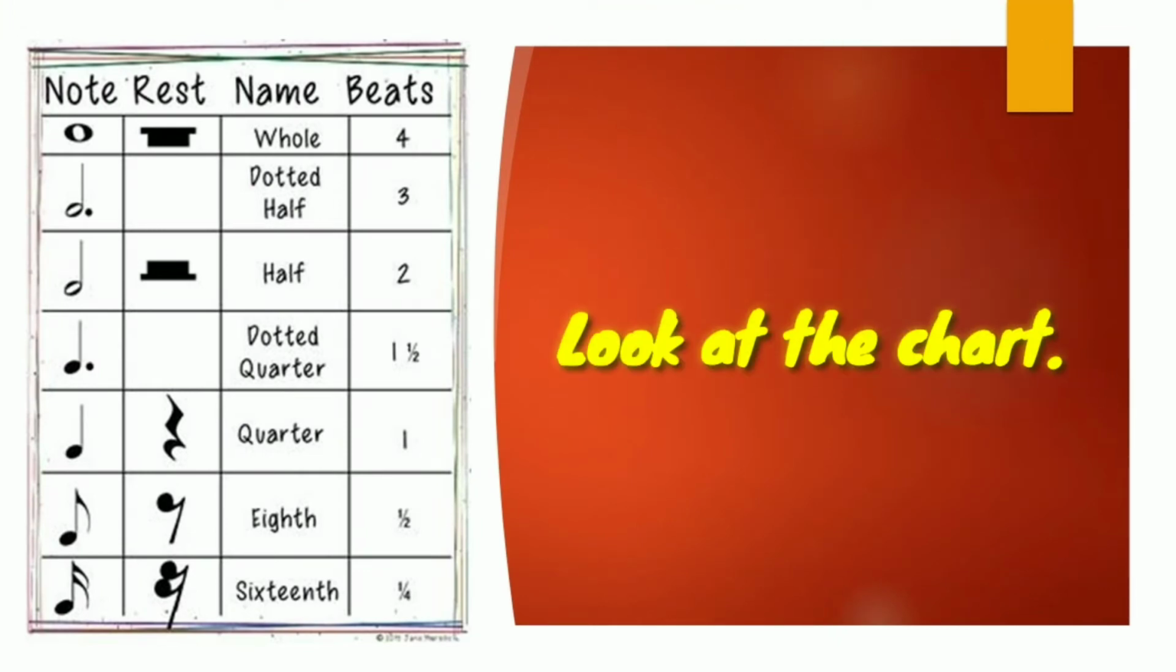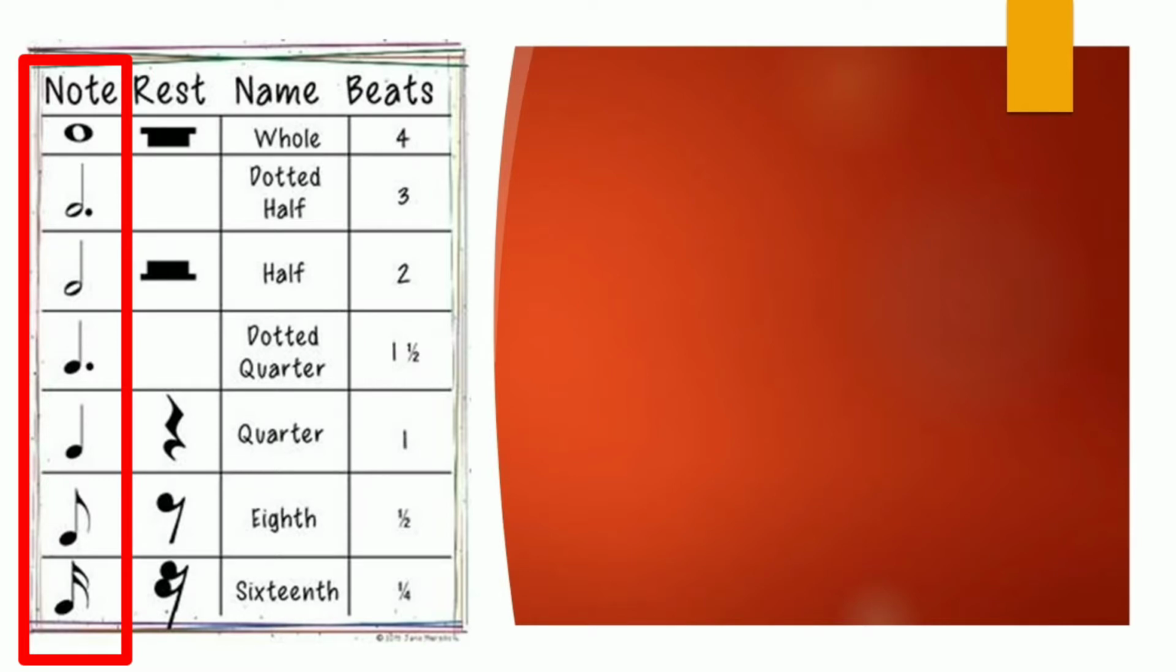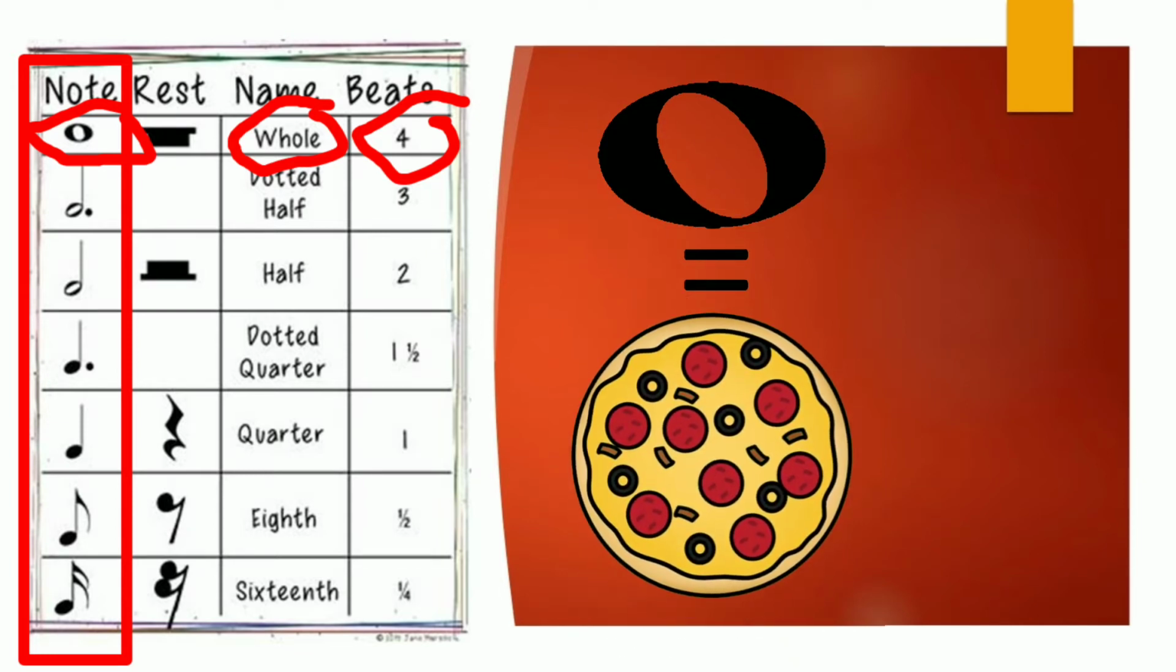Look at the chart. Here we have the notes, rests, names, and beats. On the first column we have the notes. Let's have the circle first, which is the whole note. It has 4 beats. Now let's think of it as a pizza. This pizza is like the whole note, which has 4 beats.